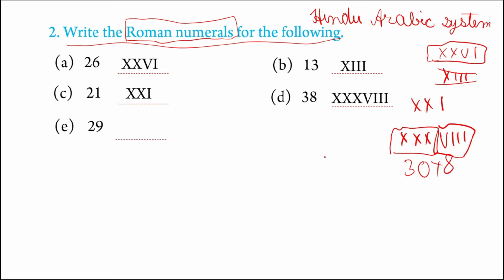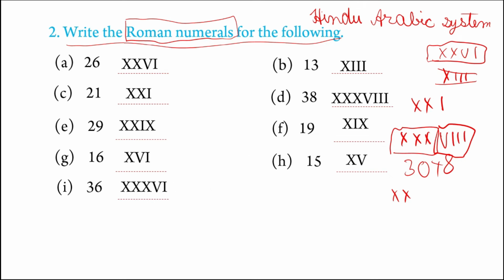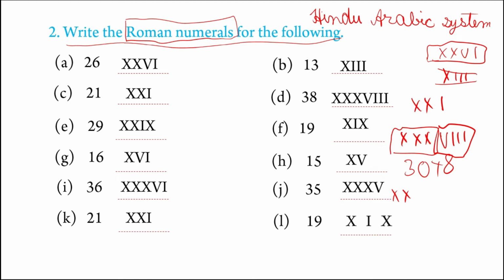E is 29. So double X and IX. F is 19. XIX. G is 16. XVI. H is 15. XV. I is 36. Triple X VI, XXXVI. J is 35. Triple X V, XXXV. K is 21. Double X I. L is 19. That means XIX.